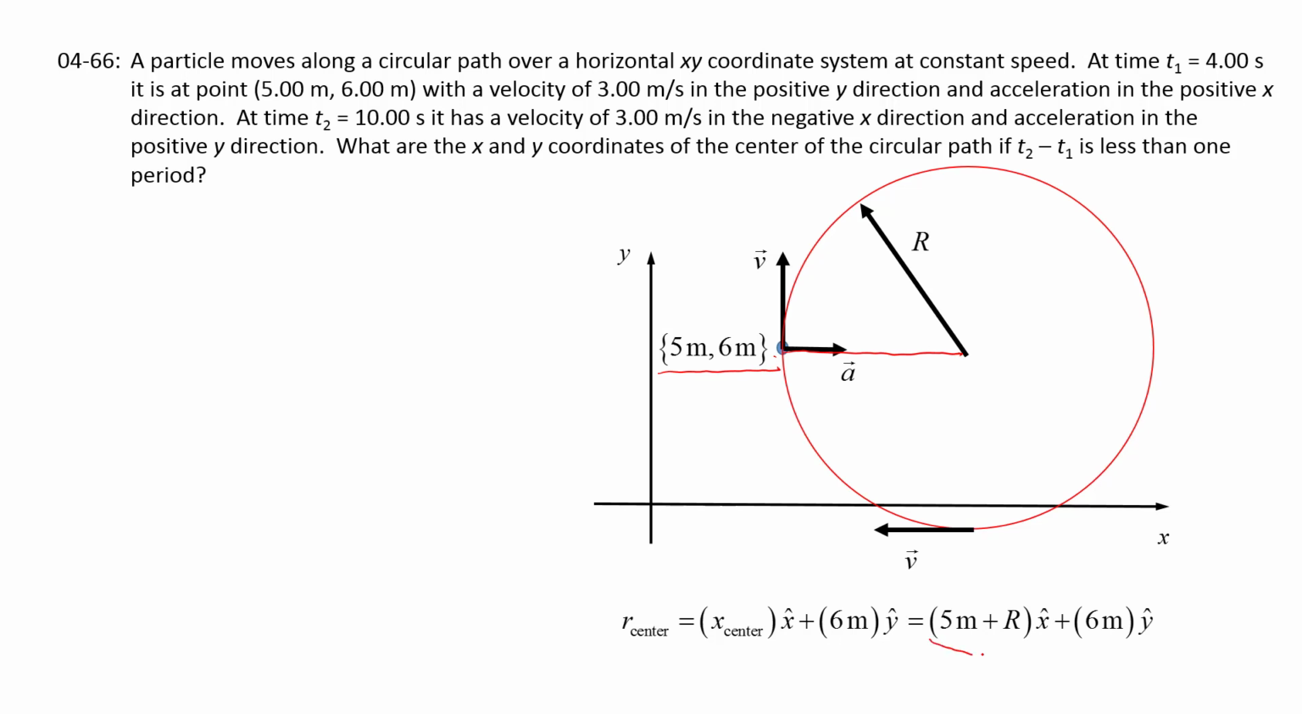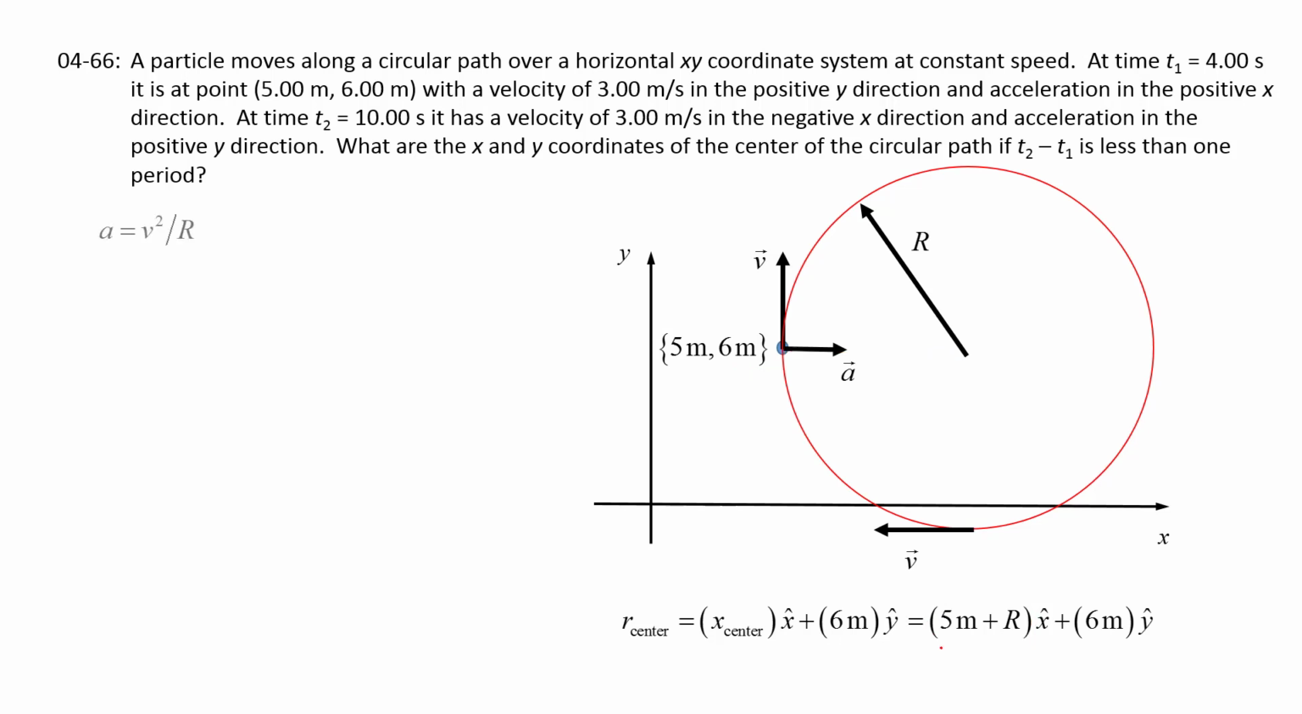So we've kind of got things worked out. We just need to figure out the radius of this circle of the motion. So how are we going to use the information given in order to find that? You can go back and think, all right, what equations do we know that use the radius of the circle?